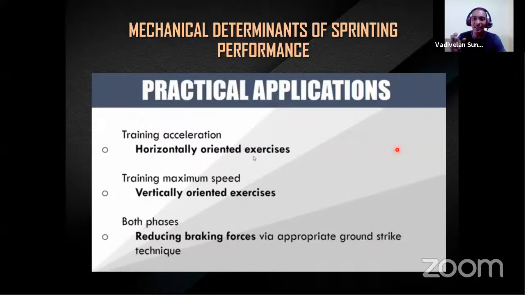So if he is lacking in acceleration, you can train horizontal oriented exercises. As I told you, acceleration needs more horizontal forces. If the athlete is lacking in horizontal acceleration, you can train the sprinter with horizontal oriented exercises. If he is losing in the transition phase from acceleration to maximum speed, you can train him with vertical oriented exercises.